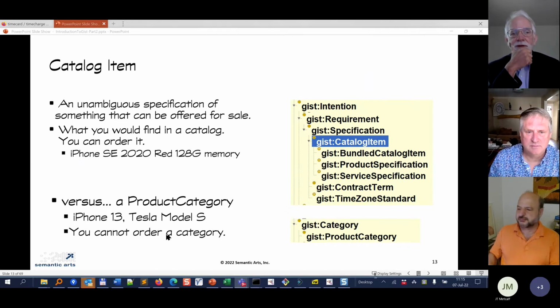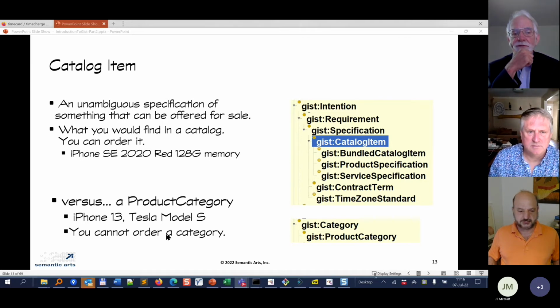So there's the catalog item itself, which is the actual thing you can buy, and you could put it as a line item on an invoice, and you could pay a specific amount of money for it. But then there's the product category, and it just has a class called category. We'll get into that a little bit later. And product category is a really important one. So iPhone 13 is really a product category.